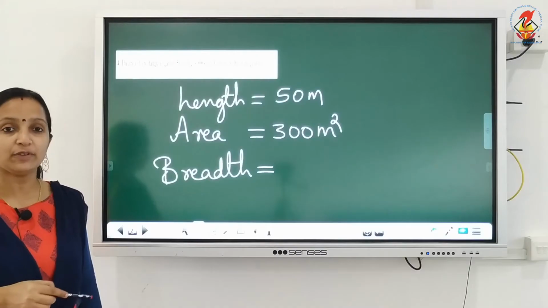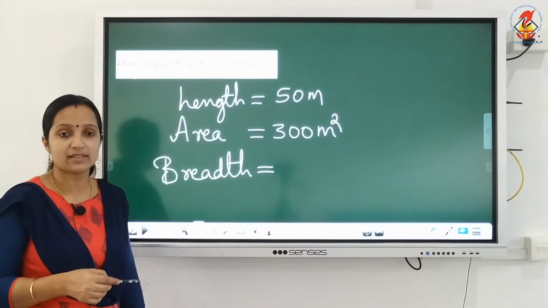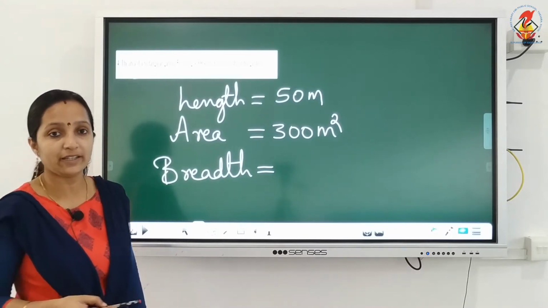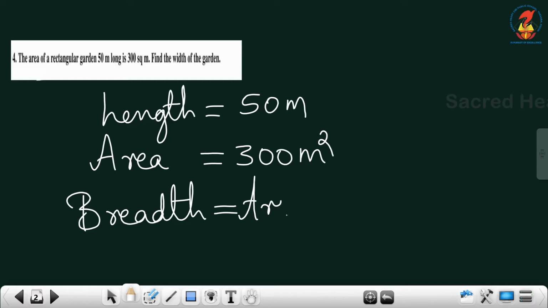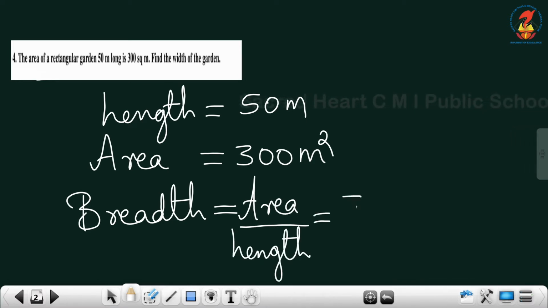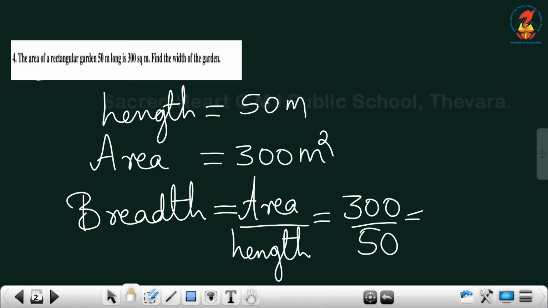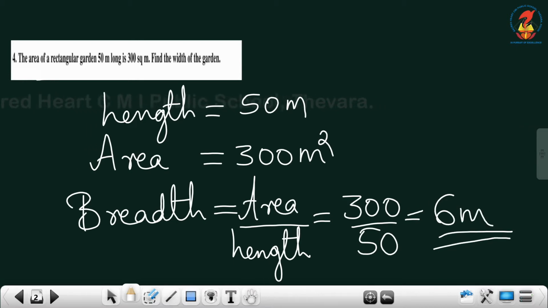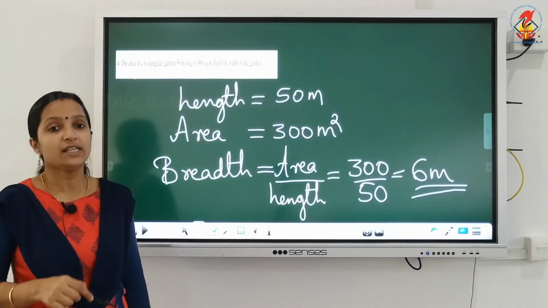We already studied one formula. If area and length is given there, how will we find the breadth, children? Area divided by length. Okay. Now what is area here? 300 divided by 50. What is the answer? 6 meter. 300 divided by 50 is 6 meter.